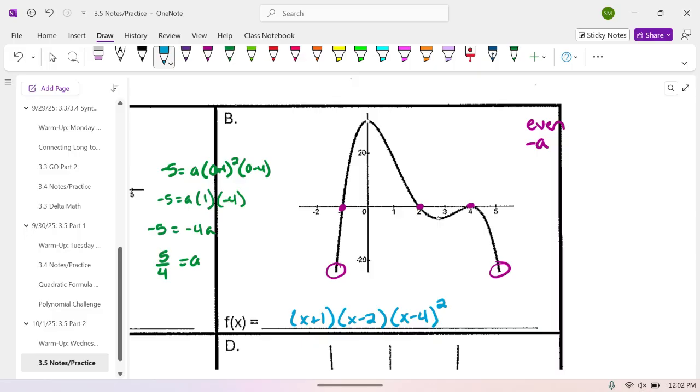All right. So now we got our factored form. We just need the a value. So I'm going to use my y-intercept again. I'm just going to guesstimate. Let's say this is at 0, 30.